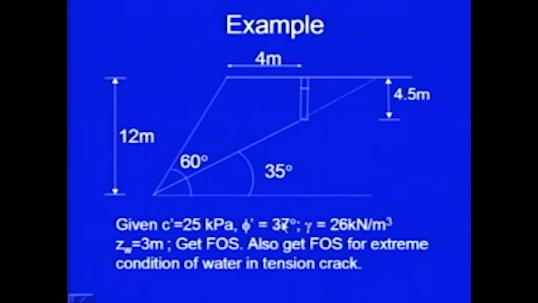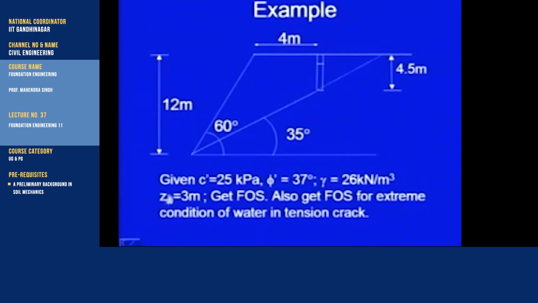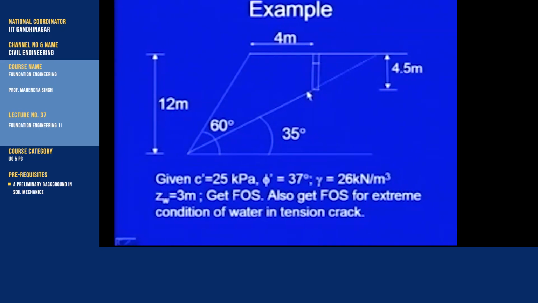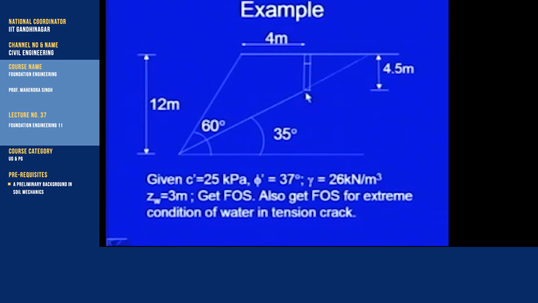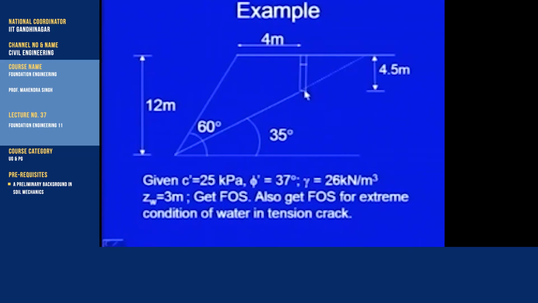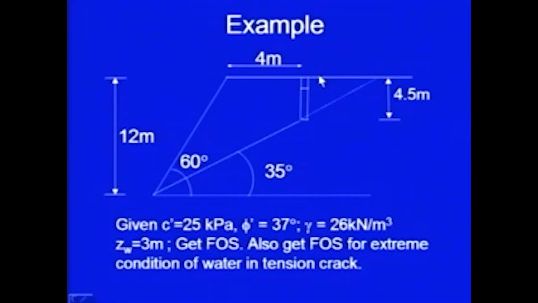Please note down, these are not the properties of the entire material. These are the properties of this surface. These are the properties, and gamma is given for this material entire mass, gamma is 26 kilonewton per meter cube, and it is given that depth of water in the tension crack is 3 meters. So, here 3 meter is from here to here. Please remember, depth of water we are measuring from the bottom of the tension crack, whereas the depth of tension crack itself we measure from the upper surface, from here.